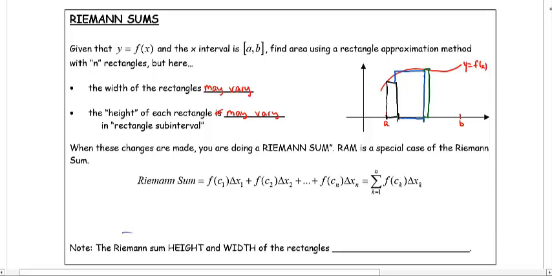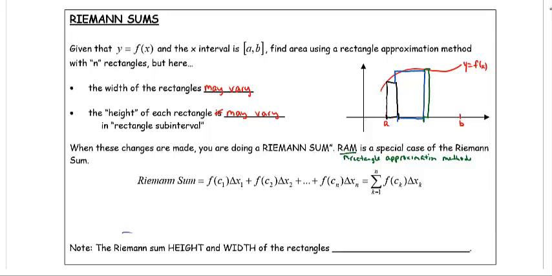Now, when these changes are made, then you are really doing a general Riemann sum. RAM is what I call the rectangle approximation method. Those are the ones we did in those examples, and they are just special cases of the Riemann sum. But really, a true Riemann sum says your height and width can be anything. There's nothing fixed that needs to happen.